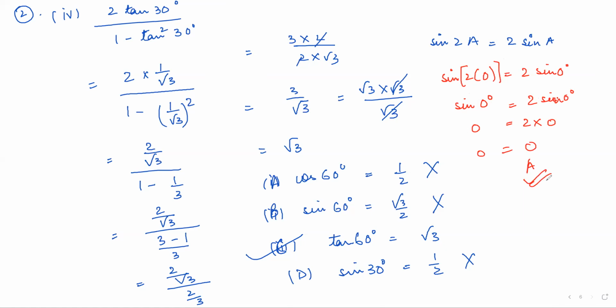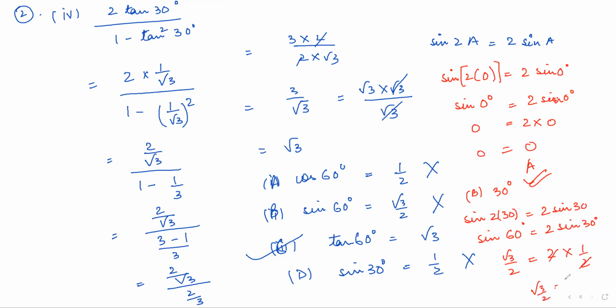You can check the other 3 options also. For example, the B option is 30 degree, right? So if I write like this, sine 2 into 30 is equal to 2 into sine 30. So this becomes sine 60 is equal to 2 into sine of 30 degree. How much is the value of sine 60? Root 3 by 2. This is equal to 2 into sine 30, which is half. So you have got root 3 by 2 is equal to 1, which is not correct. So B option is not there. Like that, you can check the other options also.